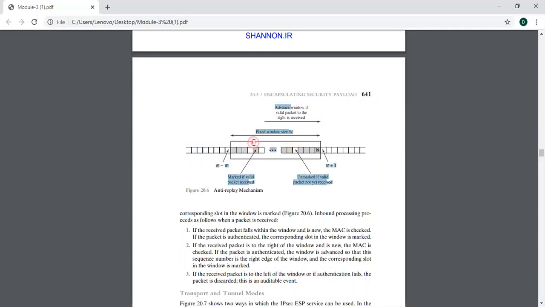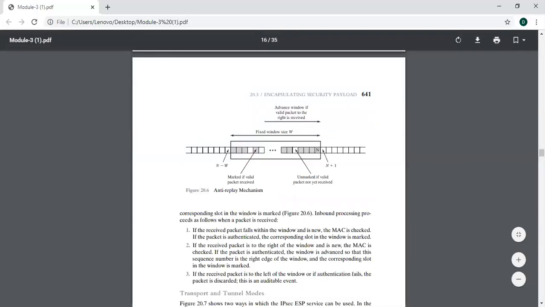So whichever packets fall in this window, if the packet is authenticated, it is shown with a filled box. You can see it is marked if a valid packet is received. If a valid packet is received, it is shown with dark boxes. If invalid packets are received, it is shown with white boxes. If the packet falls on the right side, then the window is advanced. If the packet falls on the left side and authentication fails, then we discard such packets. So this is the anti-replay mechanism.